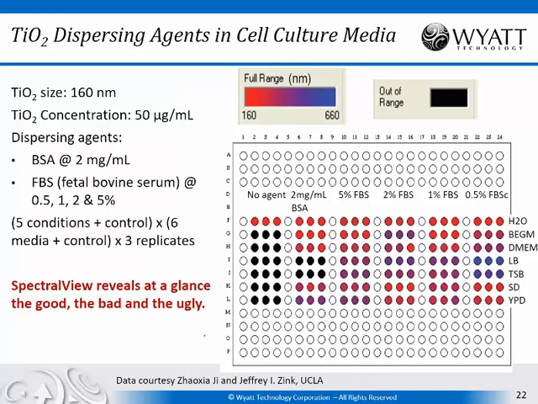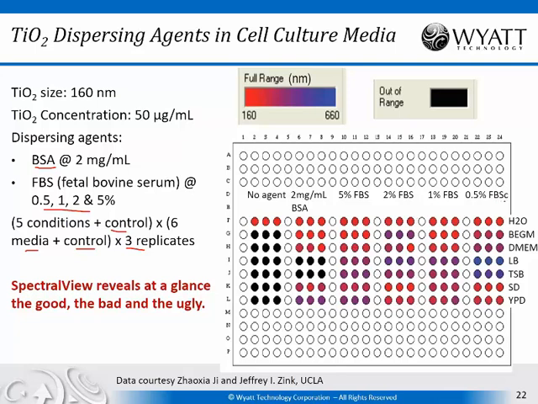And so the folks at UCLA who provided these data were looking at different dispersion agents, which included BSA at 2 mg per mL, and fetal bovine serum at a few different concentrations: 0.5, 1, 2, and 5% weight by volume. For each of these conditions, including a control which had no dispersing agent, and 6 different media, including a control, which was no media, just water, and 3 replicates for each of those, that comes out to over 100 different conditions.